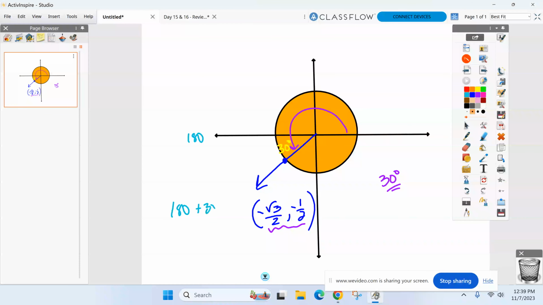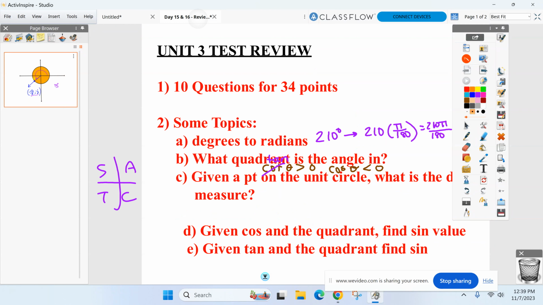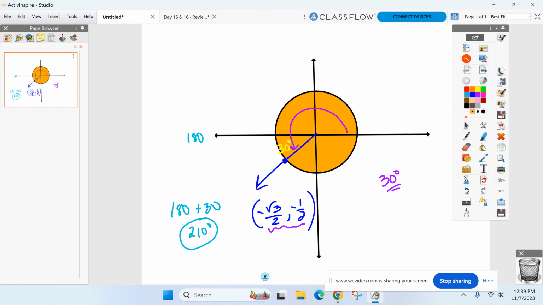Okay. So that's what I mean by given a point on the unit circle, what's the degree measure? Now, again, guys, I could put this in any quadrant, right? But the point should look familiar. Might be radical 2 over 2, radical 2 over 2, or I might flip these. All right, 30, 45, or 60. Questions there? All right, next one. Given cosine and a quadrant, find the sine value.